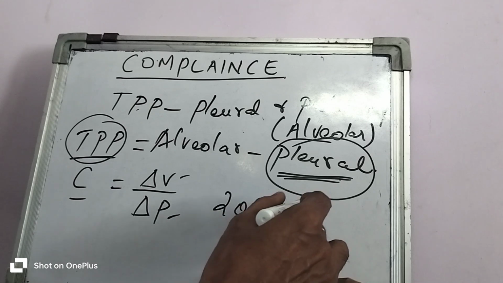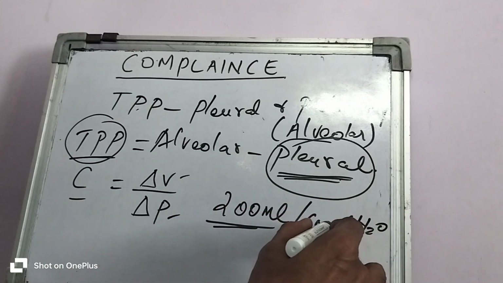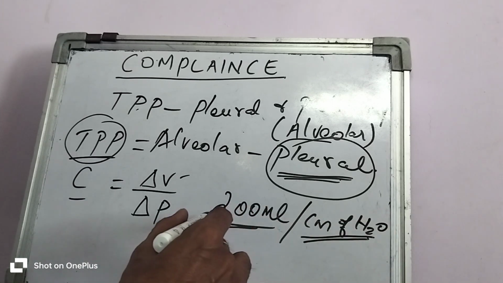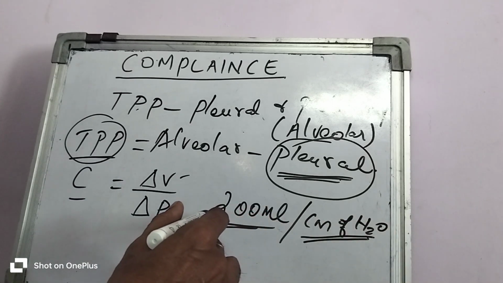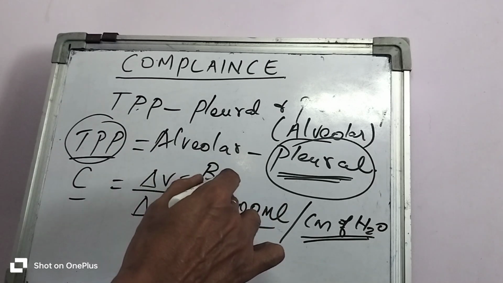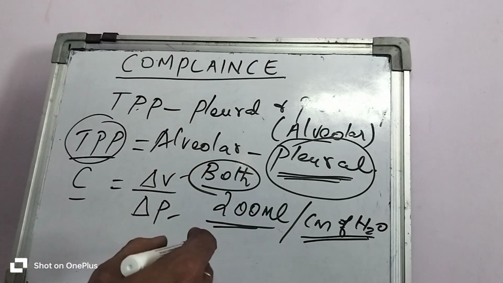For both the lungs, it is 200 ml per centimeter of water. So 200 ml is the change in the volume, and for 1 centimeter of water increase in the transpulmonary pressure, the volume change in the lung is 200 ml. So the volume of the lung increases by 200 ml. This is the value for compliance of both the lungs. And this compliance in turn is determined by the elastic forces.